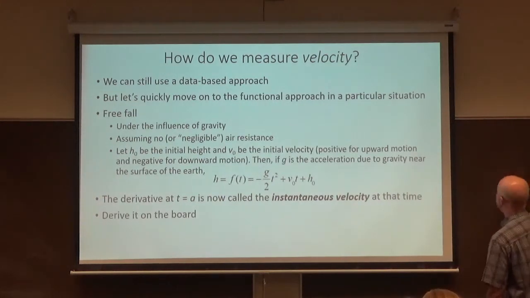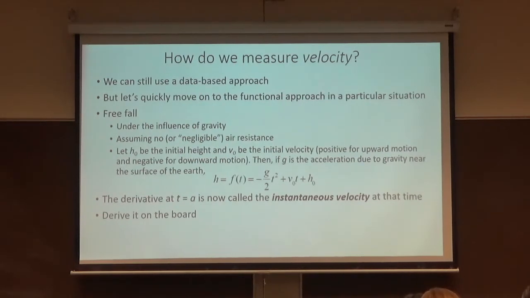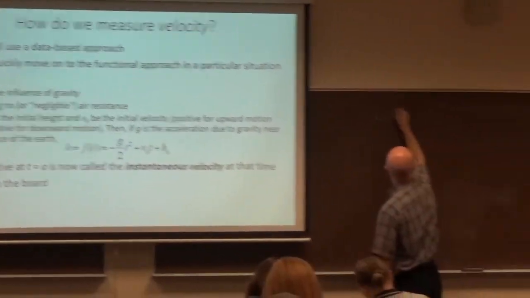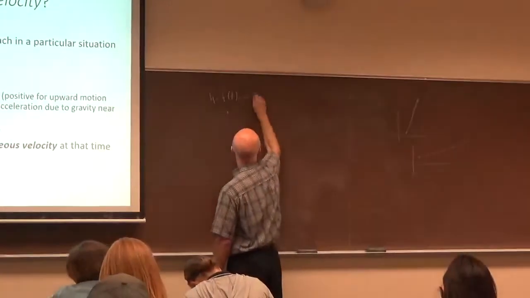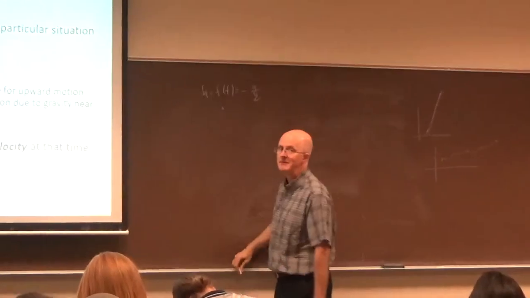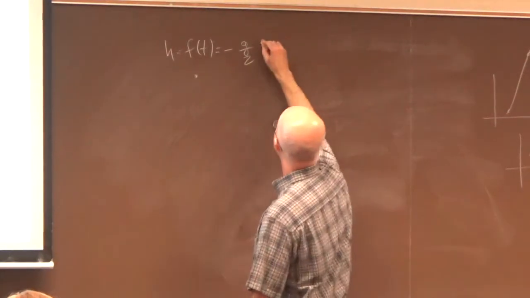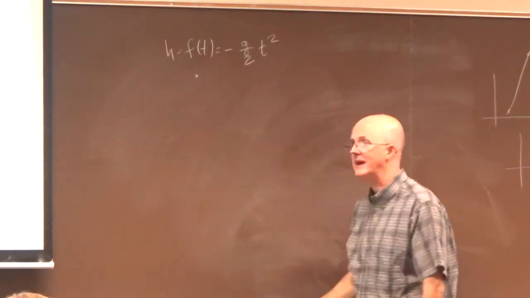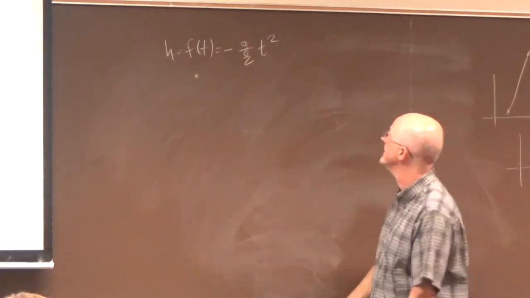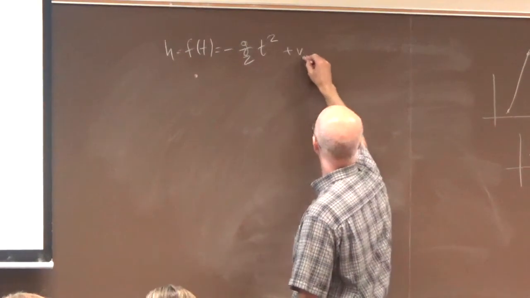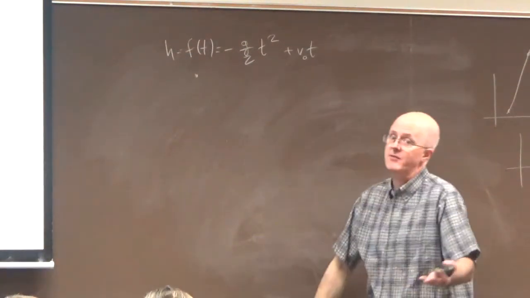Let's derive the instantaneous velocity for this function on the board with these pure symbols involved. f of t equals negative g over 2 t squared. g is a constant. It's 9.8 meters per second squared in standard units, plus v sub 0, that's the initial velocity, which can be positive or negative.